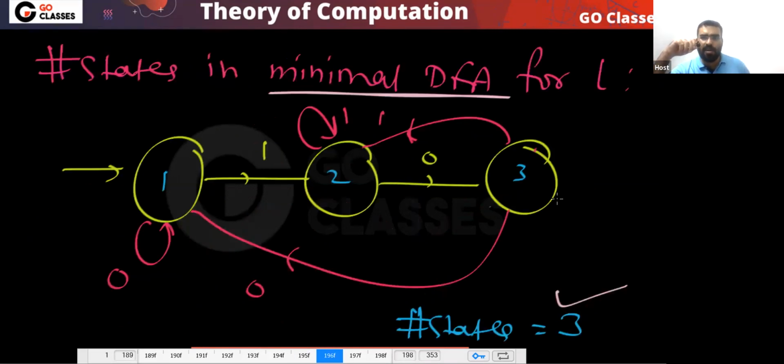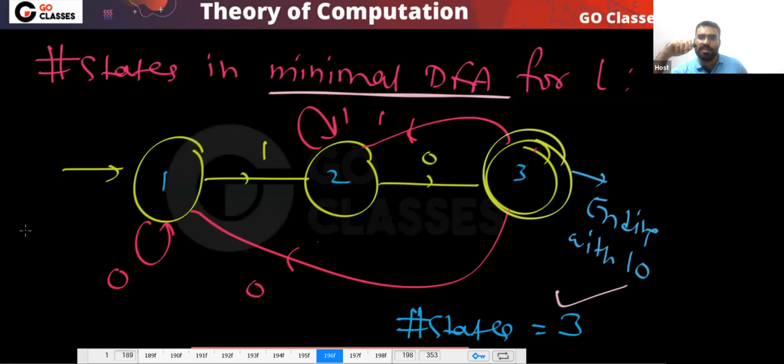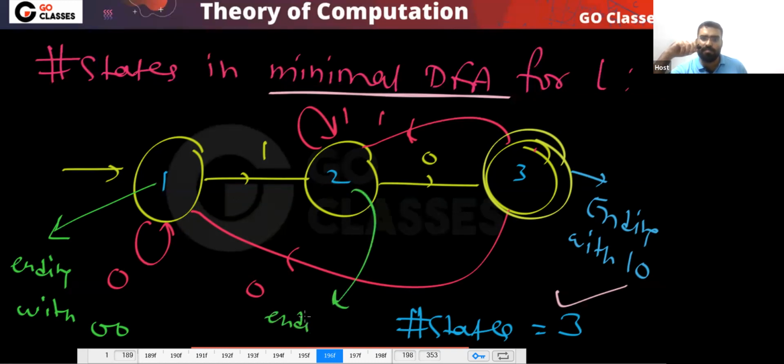Look at this state 3. What is this state telling you? This is ending with 10. And what is this one? This is ending with 00. Can I call it ending with 00? And this is ending with 01 or 11. Tell me, did you get it?